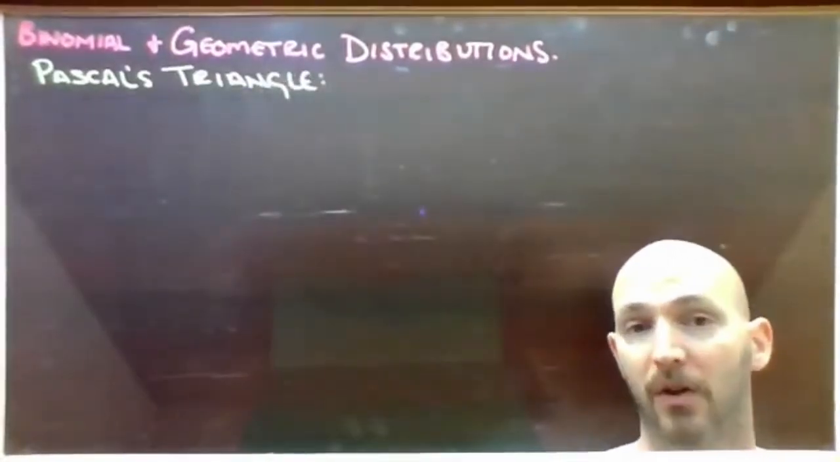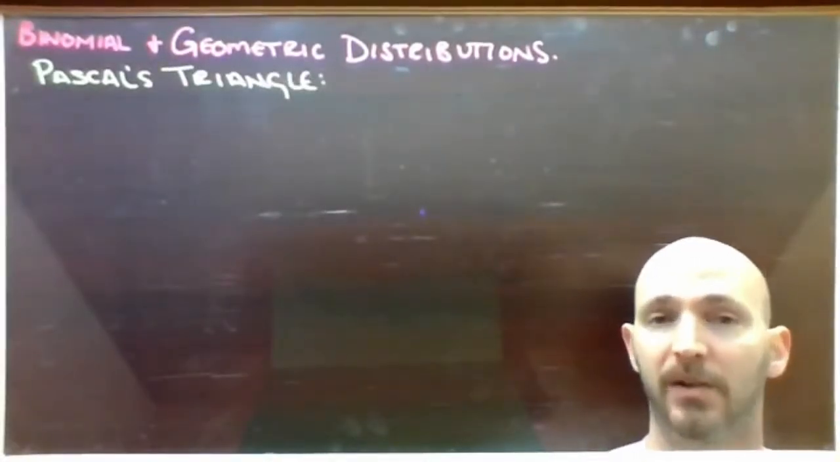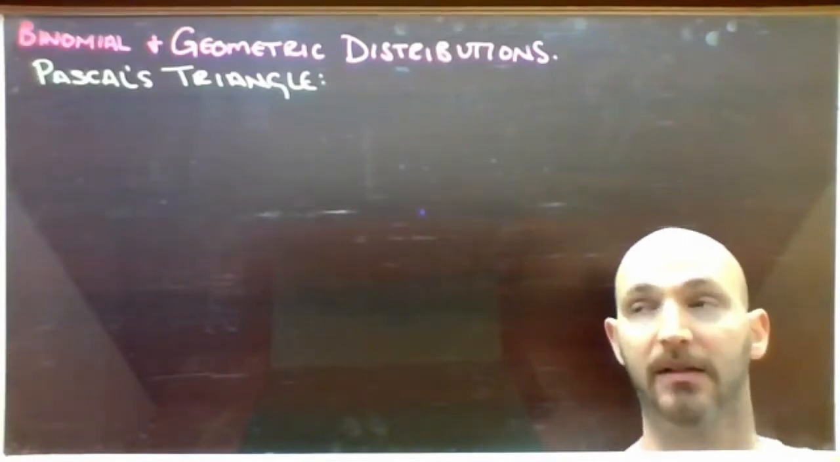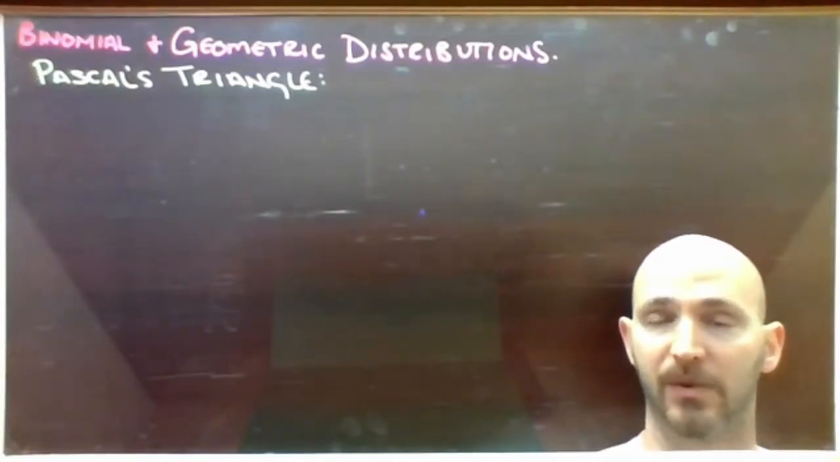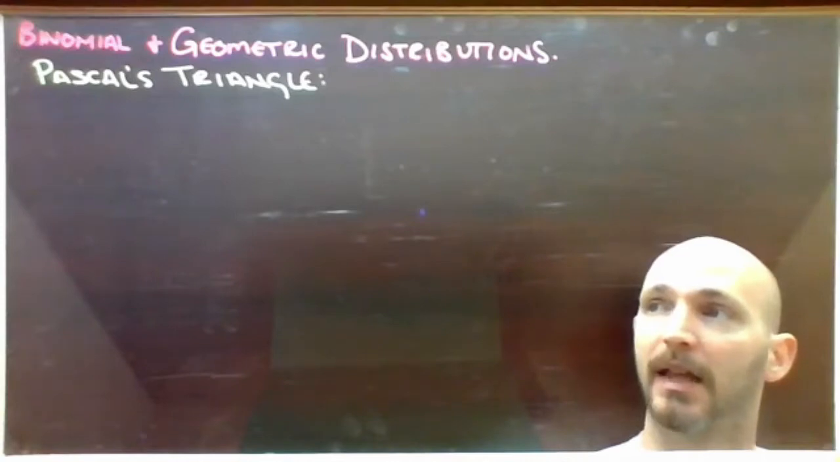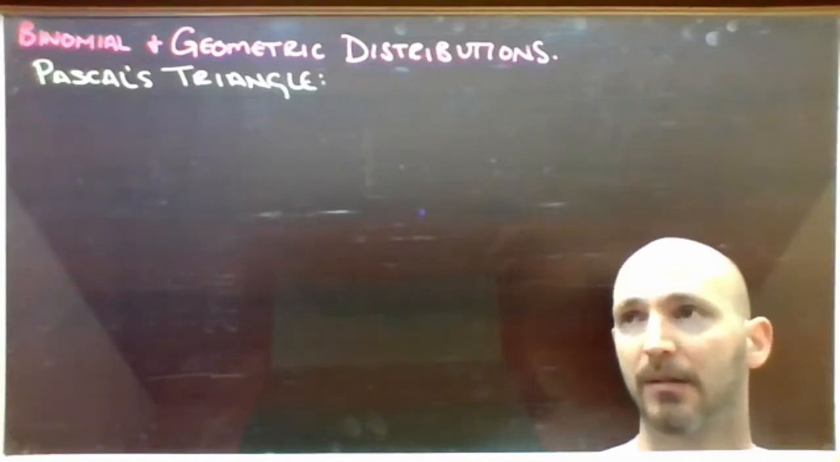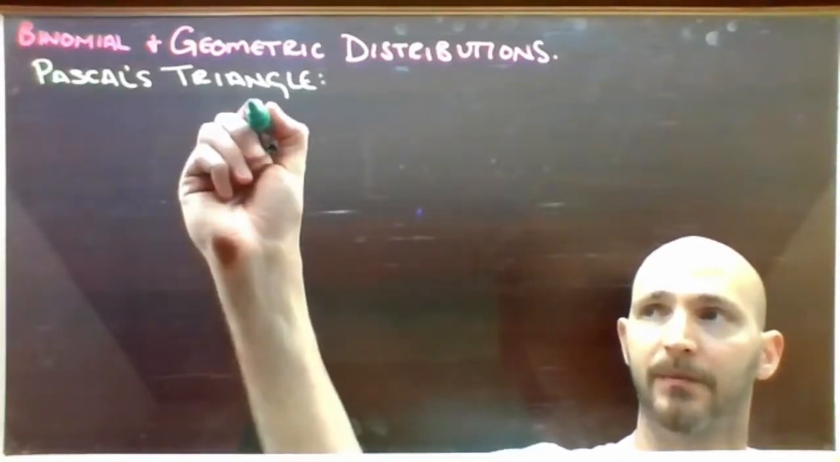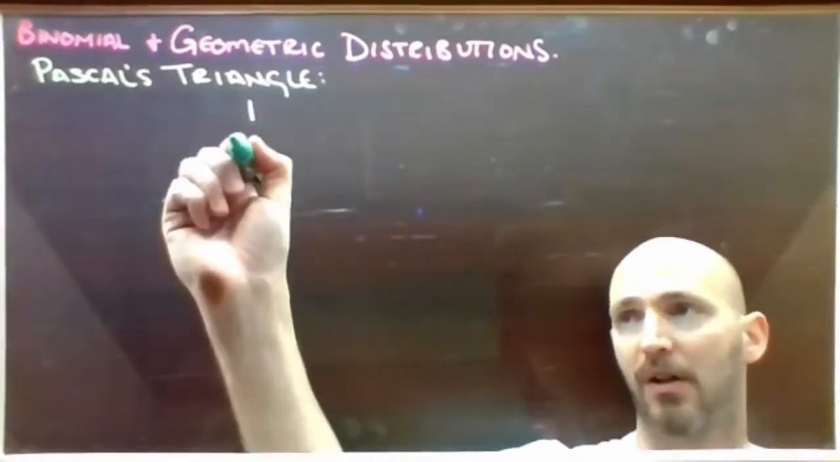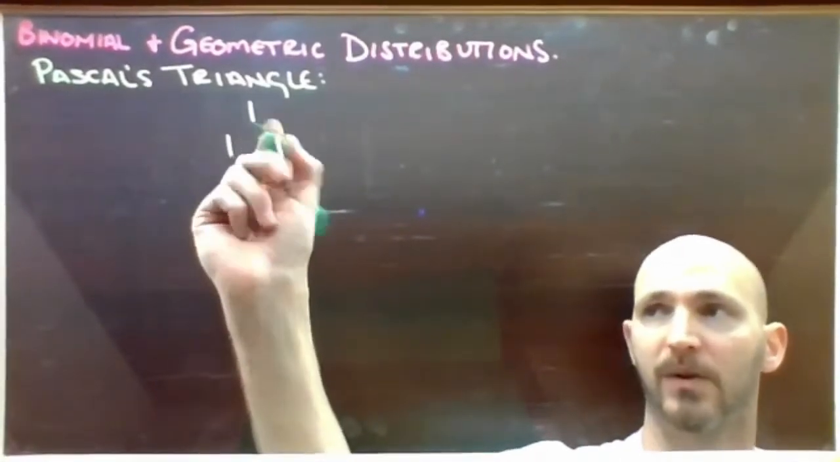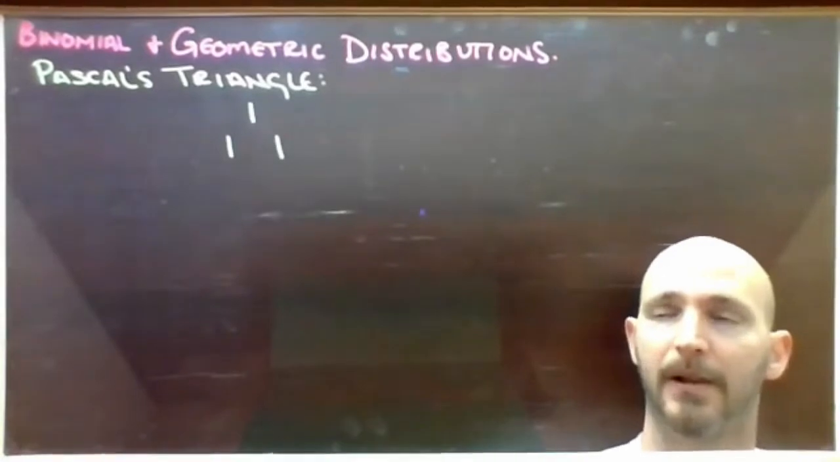So you may have come across a thing called Pascal's triangle, just as a little math fact, somewhere in your elementary school time. Pascal's triangle is just a neat little pattern. You start with 1, like this, so it's like the corners of a triangle.